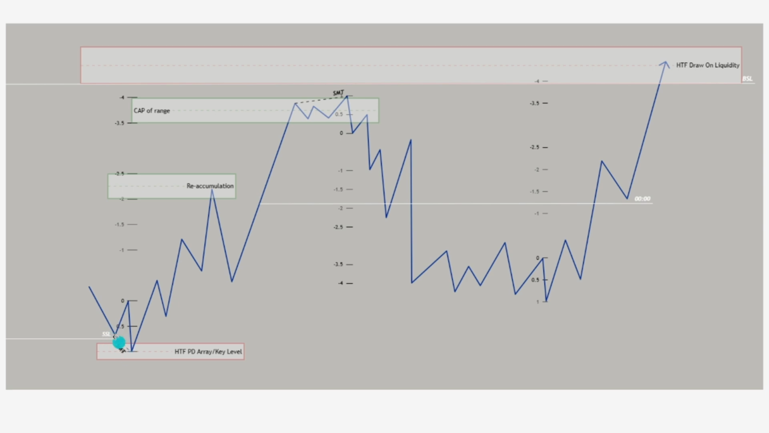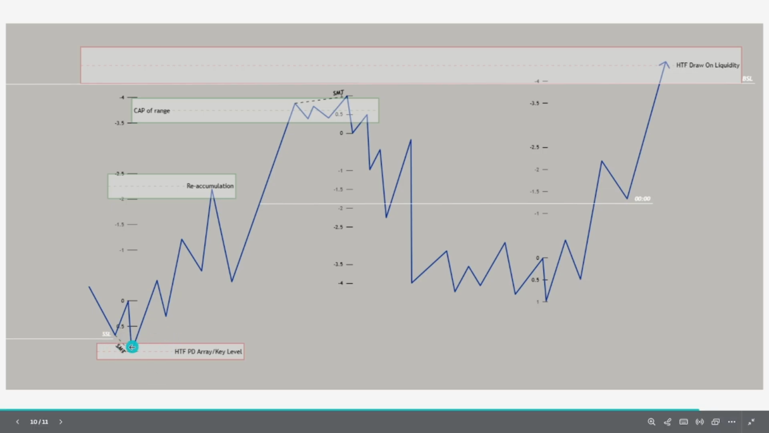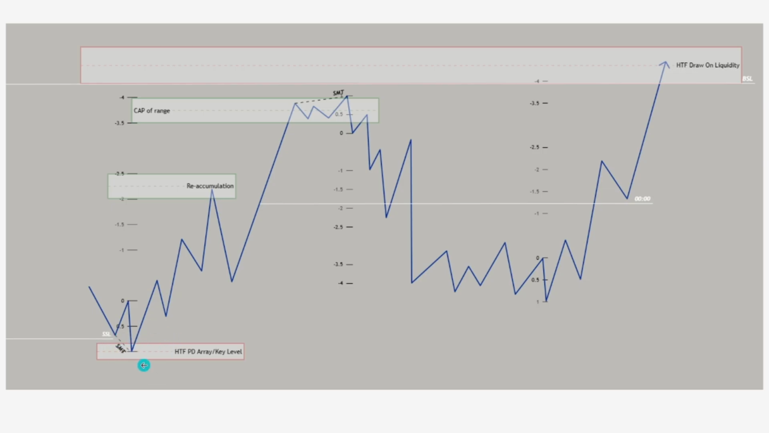And we put an SMT in. Okay, so as you can see, if this is NQ, we're looking at it as if it's NQ. NQ has taken this low where maybe ES fell to, and that's kind of where we get our SMT that we're talking about.